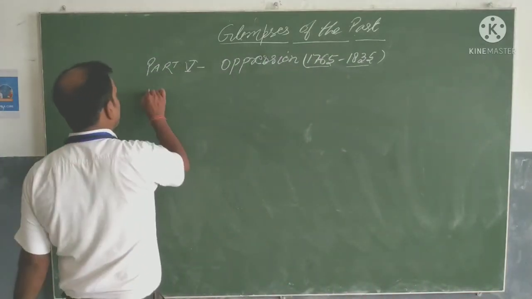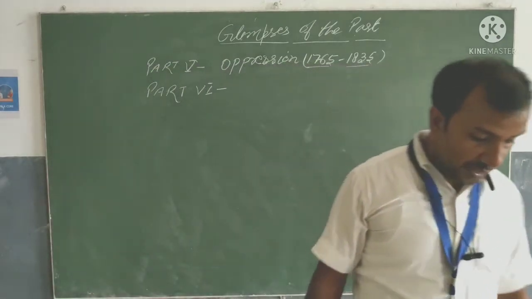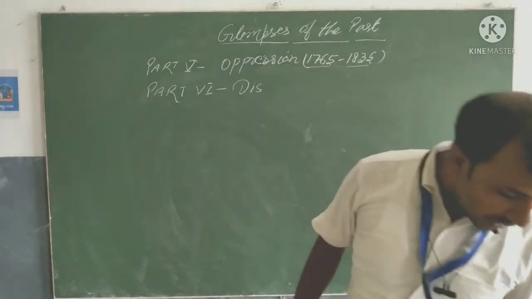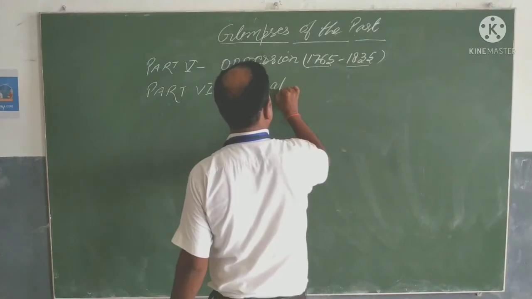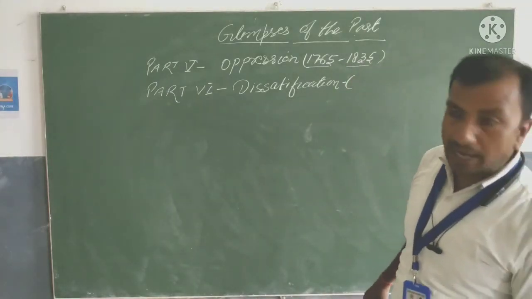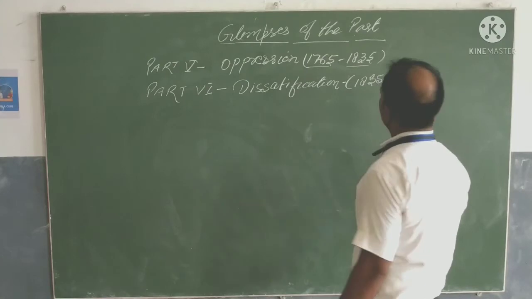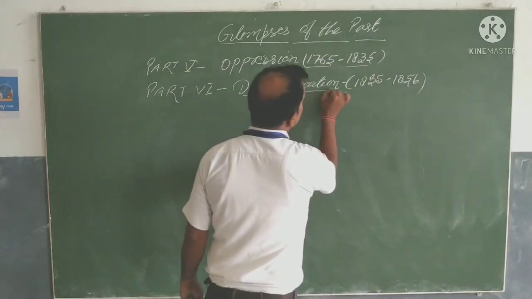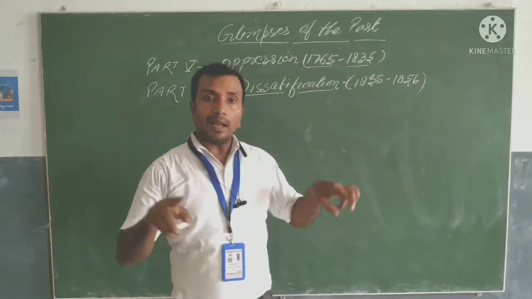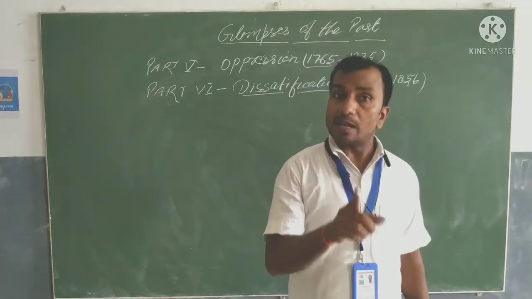Okay? Now, part 6. What is part 6? It is dissatisfaction. Dissatisfaction during 1835 to 1856. This was the period which is known as dissatisfaction. What kind of dissatisfaction was present during this period in India? During this period, Indians began to be suppressed not only by wealth, industry and jobs, but also by language.